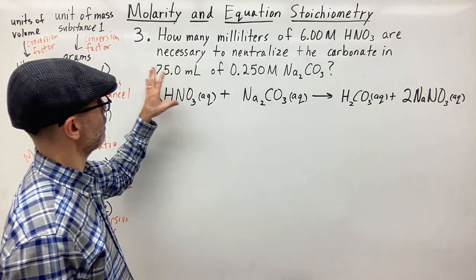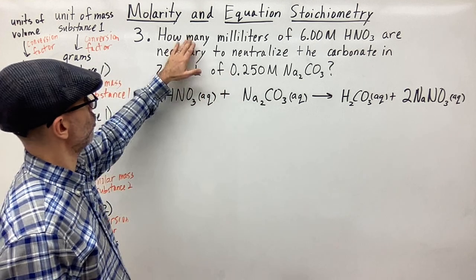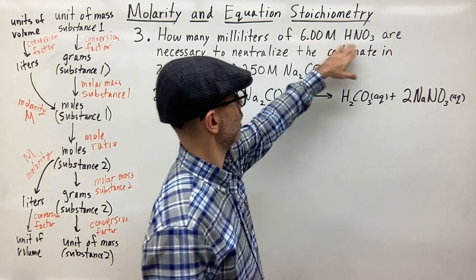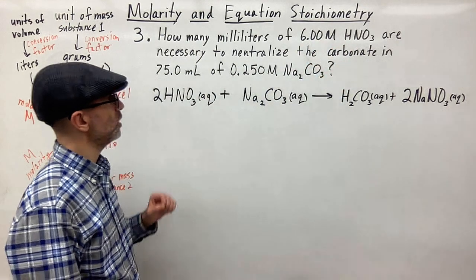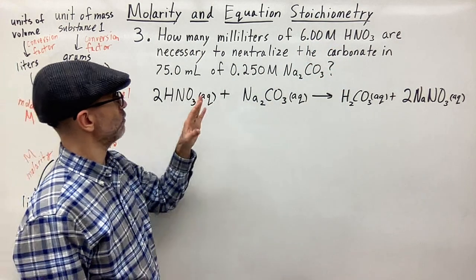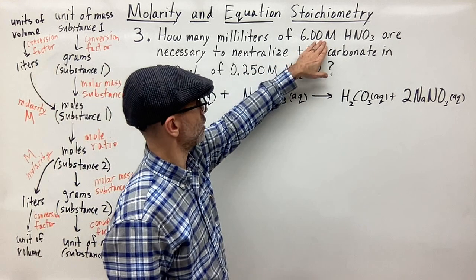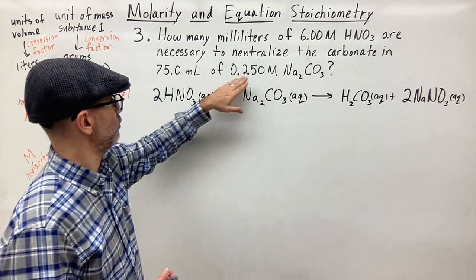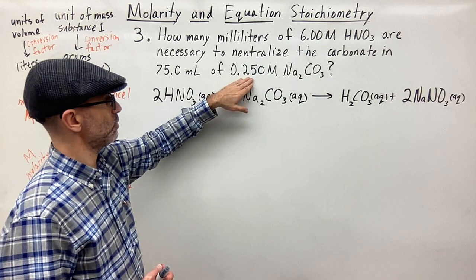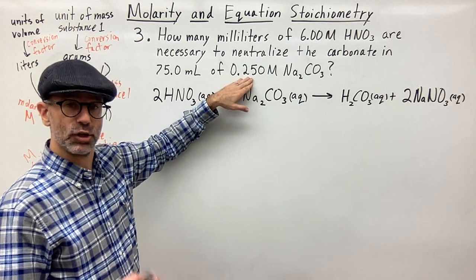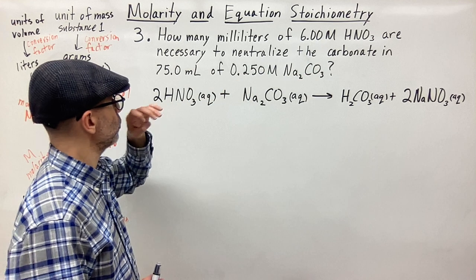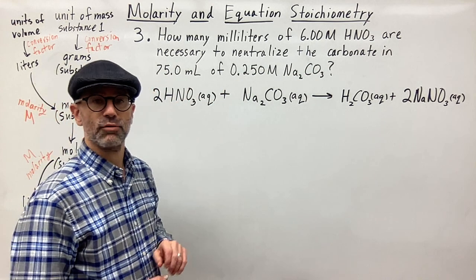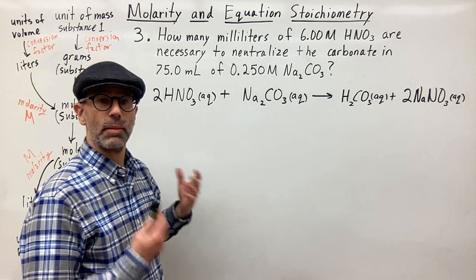Now I'm looking at my problem. They want to know the milliliters. I need the volume in milliliters of the 6 molar HNO3 solution. That's where I need to go. But what are they giving me? They're giving me the molarity of the HNO3, so that's a conversion factor that I will use. And then they're giving me the molarity of the sodium carbonate. That's a conversion factor that I will use. The only thing that's not a conversion factor is the 75 milliliters of the sodium carbonate, so I'm going to start with that.